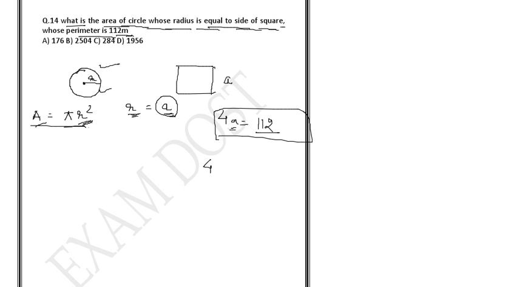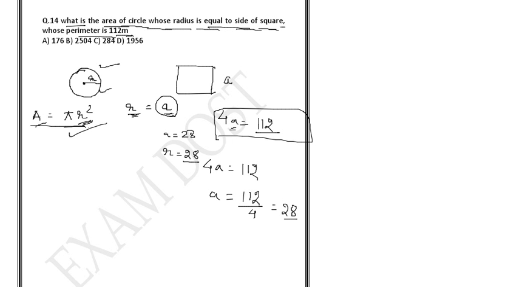4a is equal to 112, so a is equal to 112 upon 4, which is 28. Now since a is equal to 28, r is also equal to 28, and now you can calculate the area.